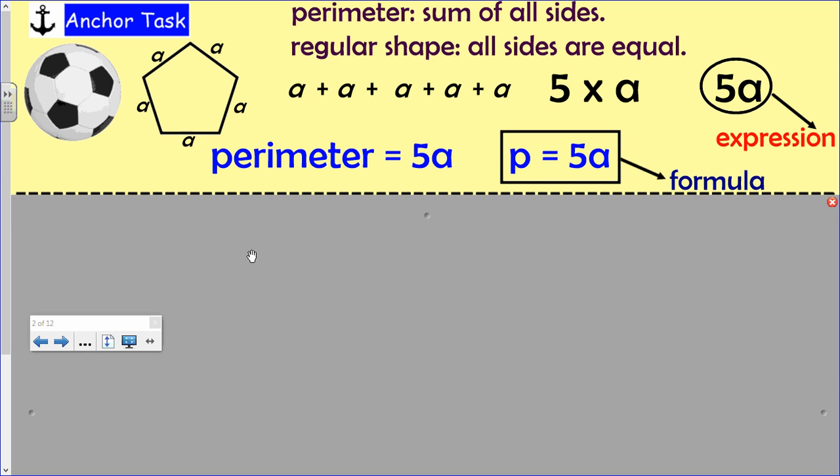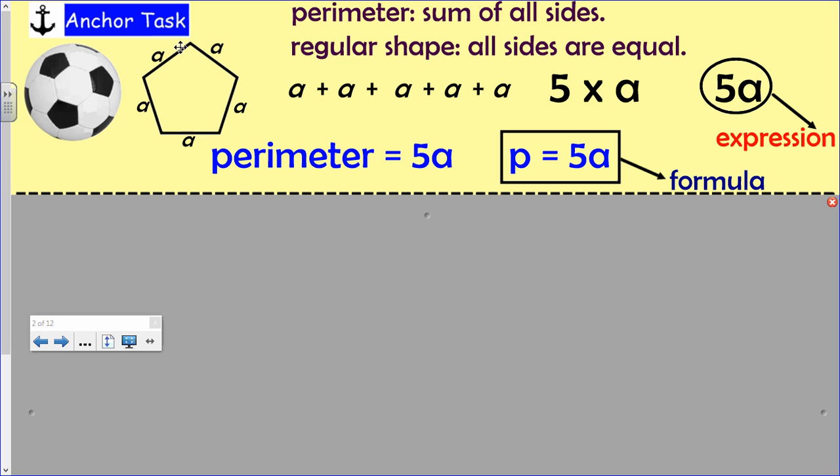So, the perimeter of the black pentagon, we're going to go through first. So perimeter, I'm hoping you've remembered, is the sum of all the sides, so it's all the way around the edge of the shape. And a regular shape, we need to know all sides are equal. If we don't have that information, it's going to be very hard to work out. So we need those two facts.